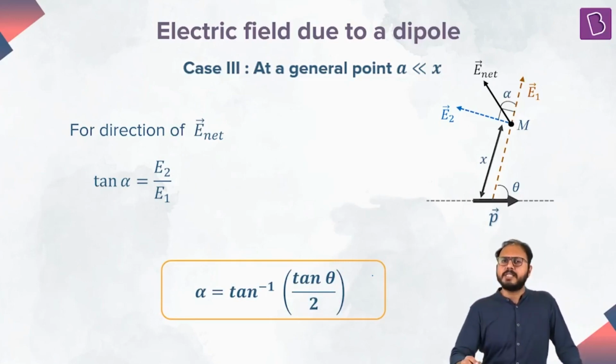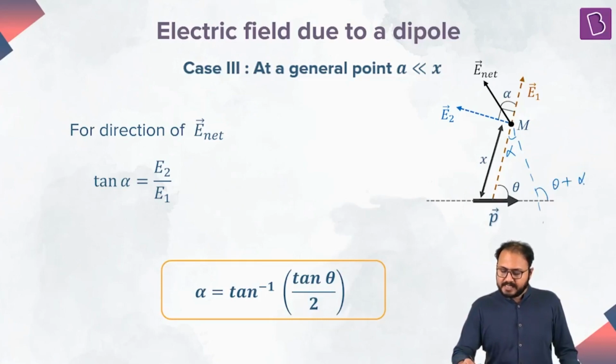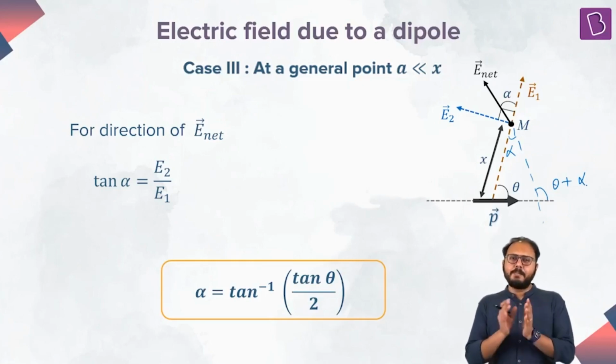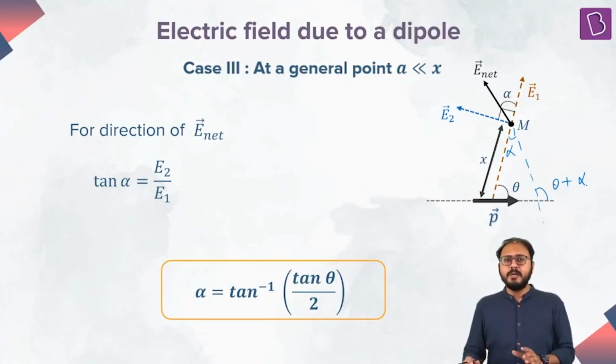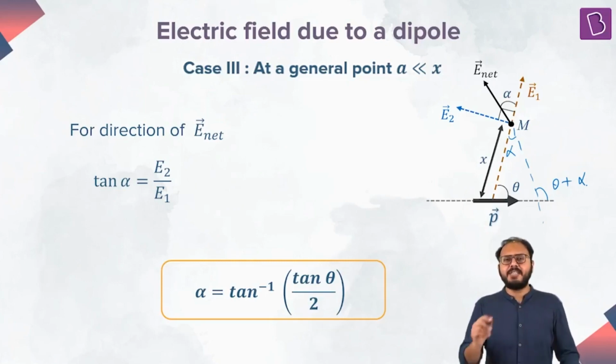One thing which I want to signify. Produce this line backwards. If you produce this line backwards, what is this angle, guys? Alpha. Why? Vertically opposite angles. And what is this angle? Theta plus alpha. Why? Exterior angle theorem. An exterior angle of a triangle, by producing one of its sides, is the sum of the two opposite interior angles. That means not only do I know the direction, I know the direction of the net electric field with respect to the dipole moment also. So the E net makes an angle theta plus alpha with the dipole moment vector.